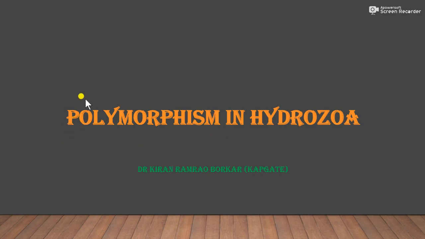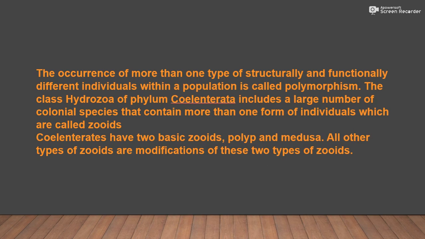Today I am going to discuss polymorphism in Hydrozoa. The occurrence of more than one type of structurally and functionally different individuals within a population is called polymorphism. What is polymorphism? The occurrence of more than one type of structurally and functionally different individuals within a population is called polymorphism.